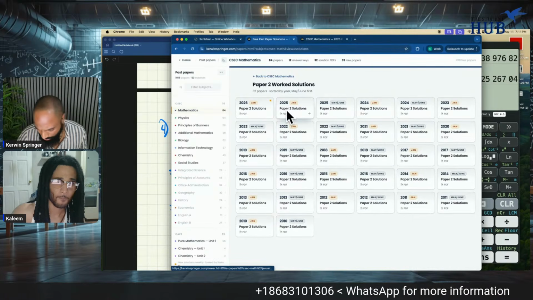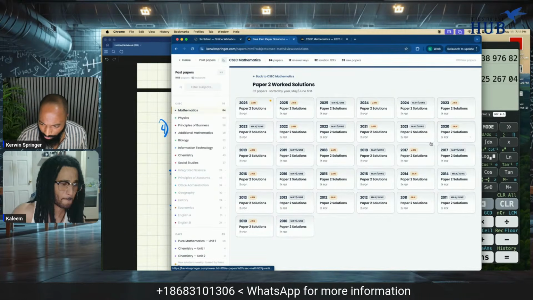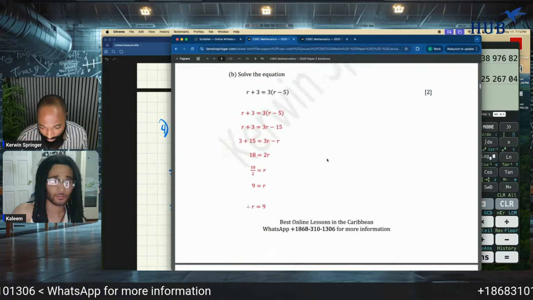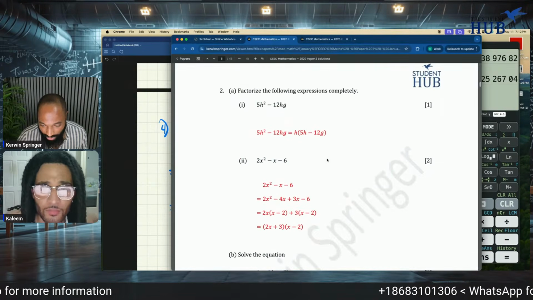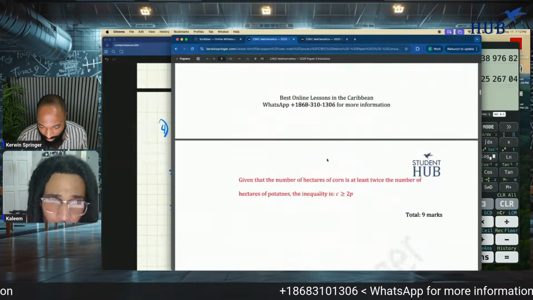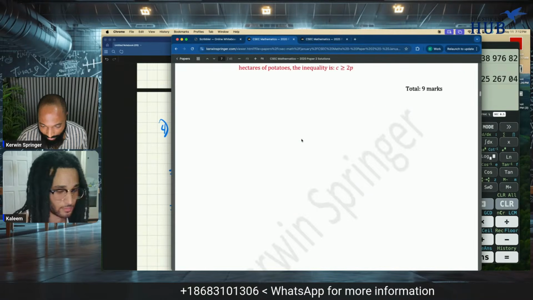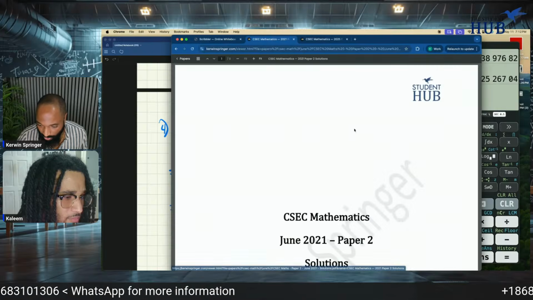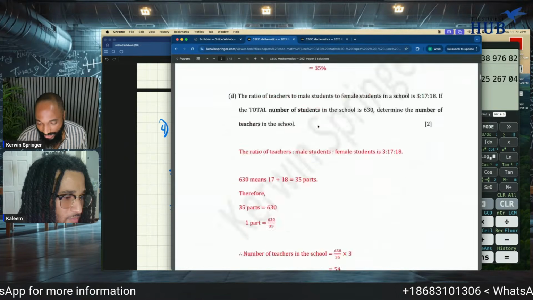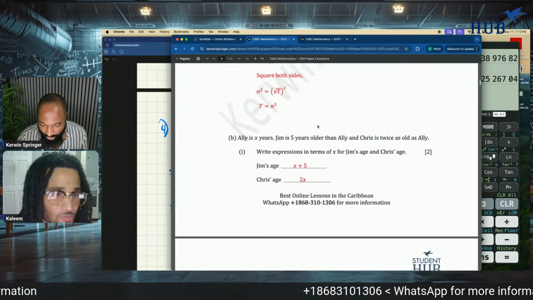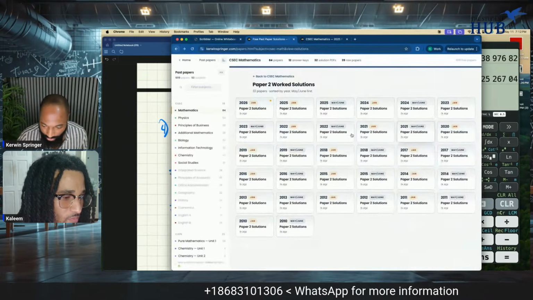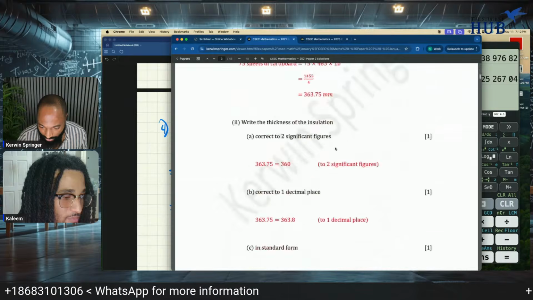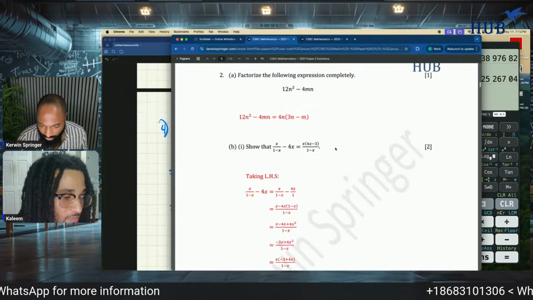So, let's go check from 2020. Let me see. They start off with this factorizing stuff. That's not what we want. 2021. Maybe we should learn factorizing so we'd have more things to pick from. That's not what we want. 2021 again.